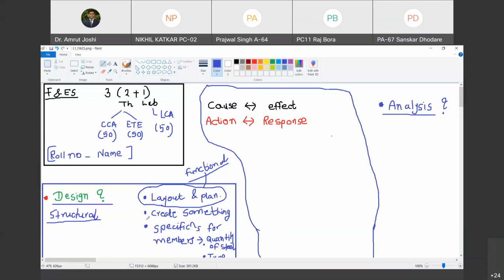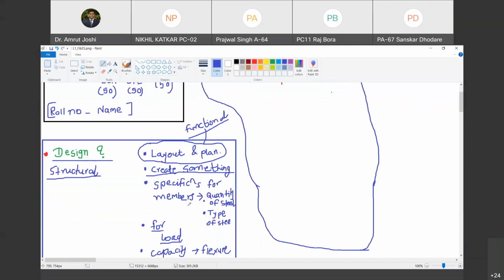Okay. Then somebody said create something. Yeah, no much comments on that. That is a vague answer, but it's right. We do create something, but it's all right. Now specifications of members. Somebody said that quantity of steel, type of steel, then bar diameter, its spacing. Then, let us say for example, you also have stirrups, ties, design of their diameter, their spacing, everything. Yes, all right. So all that comes as an output of design.